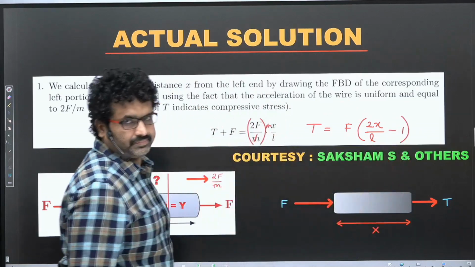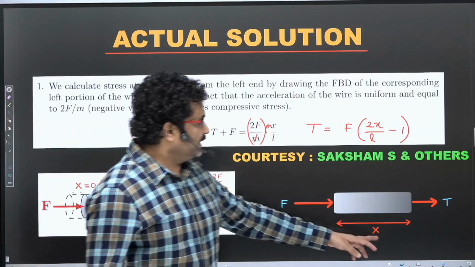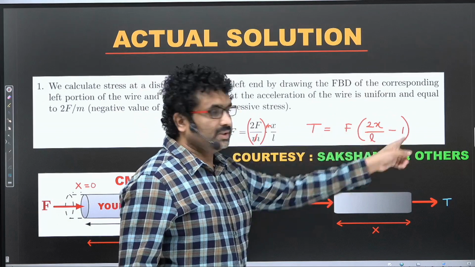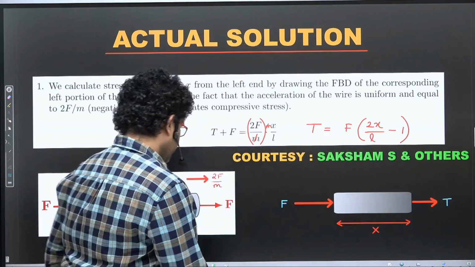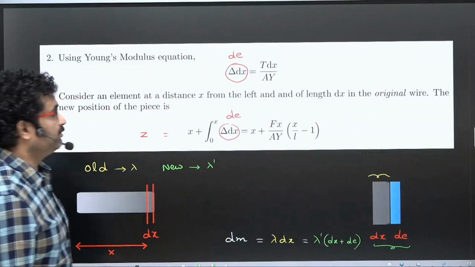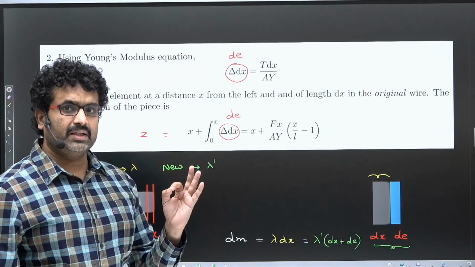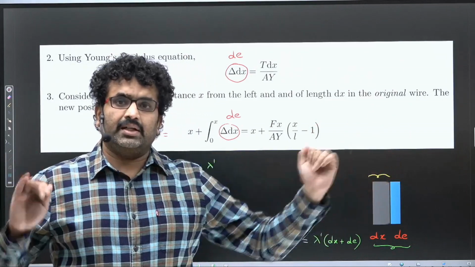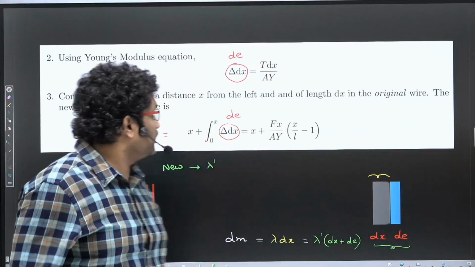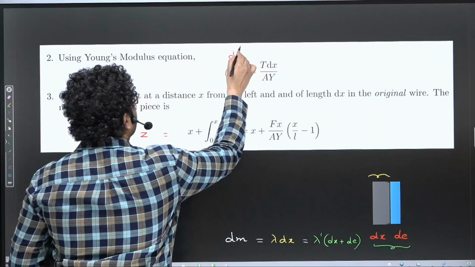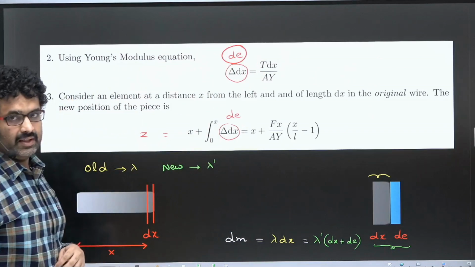Very clear? That's what I was trying to tell. When x is equal to L by 2, this becomes 0. I was trying to explain the same thing. So once the tension has been found out, with positive sign representing the tensile force and the negative sign representing the compressive force, you can write the stress versus strain relation.